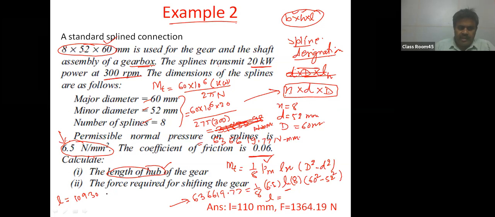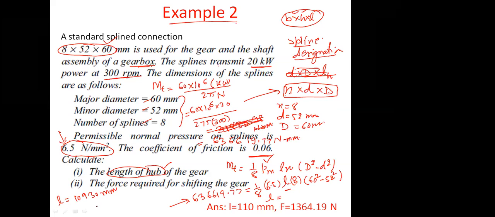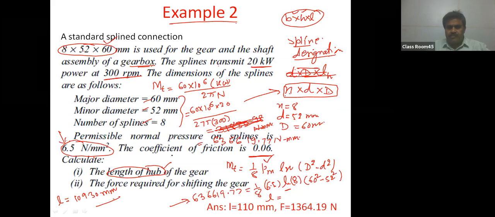109.30, unit is millimeter, because we are working in all the things in millimeter and pressure has been taken in Newton per mm square. So 109.30 can be rounded off to 110 mm. Yeah, so answer is given at the last.